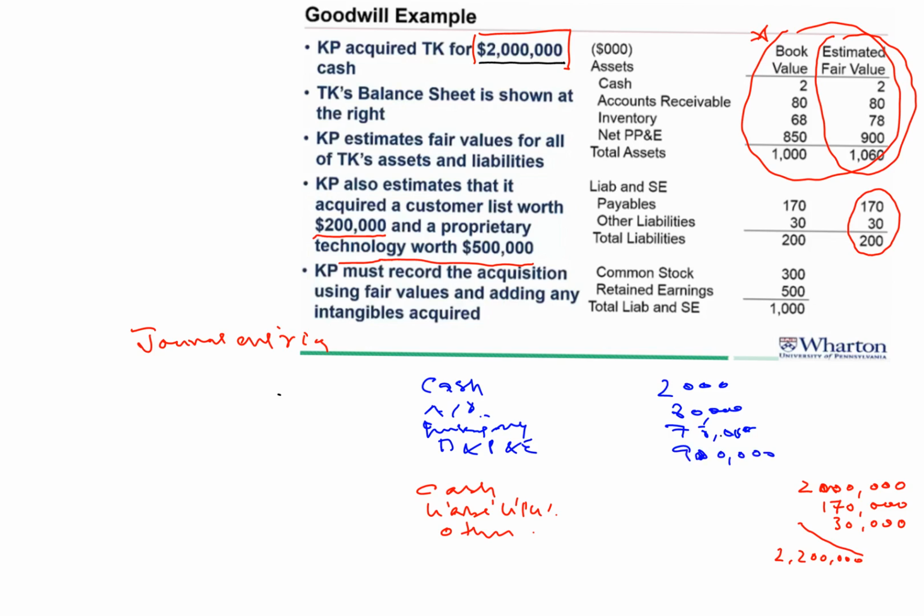But what else have we acquired? I have ended up writing it unclearly as usual. Besides these balance sheet items, we are actually getting some more intangibles as well, as reported in the question. So the customer list is 200,000, and there's one more thing, which is technology. I am writing it briefly, which is 500,000.